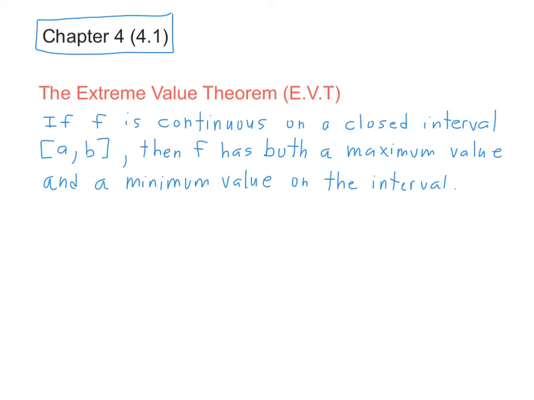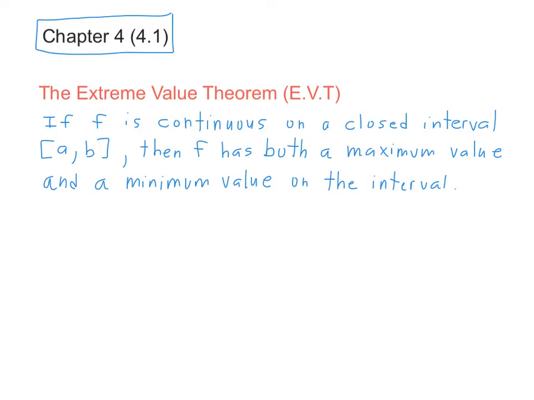Okie dokie, folks. Welcome to Chapter 4, Section 4.1. So we're going to start off by looking at what's called the extreme value theorem, which we'll abbreviate EVT. This says if f is continuous on a closed interval from a to b, so we're talking about x values here from a to b, including a and b, then f has both a maximum value and a minimum value on that interval. Sounds pretty obvious, right?